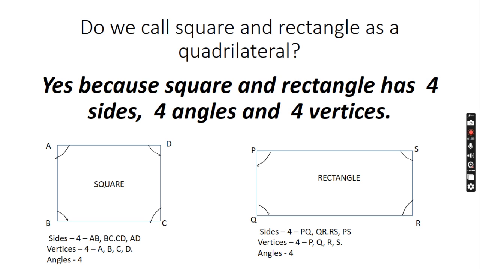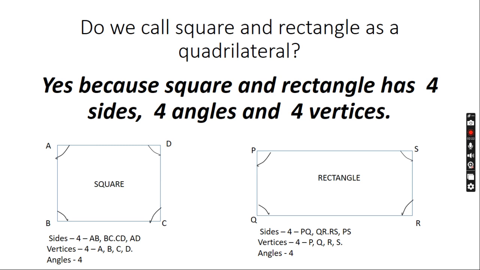Next, do we call a square and a rectangle a quadrilateral? Yes, because a square and a rectangle have four sides, four angles, and four vertices. Since a square has all sides equal, it has four sides, AB, BC, CD, and AD. It has four vertices, A, B, C, D, and it has four angles also. Hence, a square has four sides, four vertices, and four angles. It is called a quadrilateral.